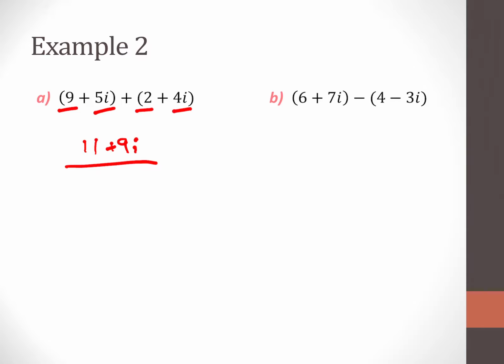Same thing, part B over here, we're subtracting. Remember when we're subtracting, we change it to addition and change our signs. So now we have 6 plus -4, which is 2, and 7i plus 3i is 10i.